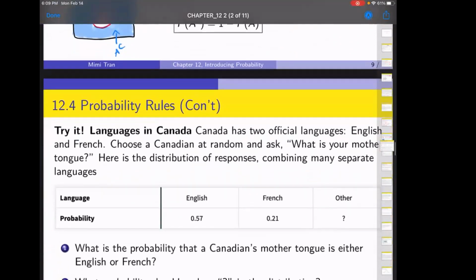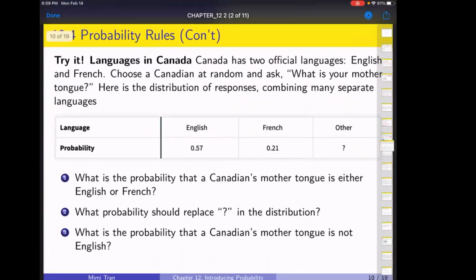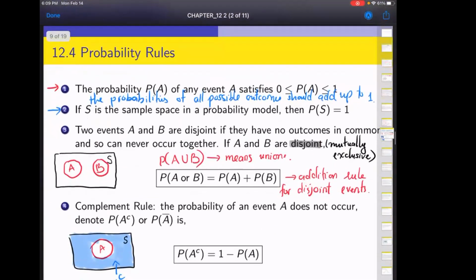But let's try this one. I want you to do it and put in the chat, all three of them, privately to me. Make sure you use the rules.